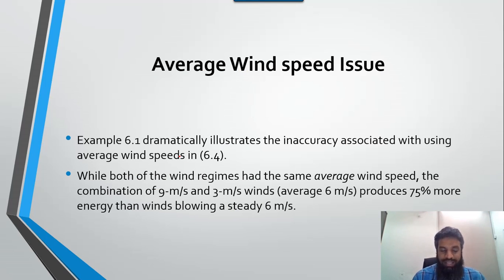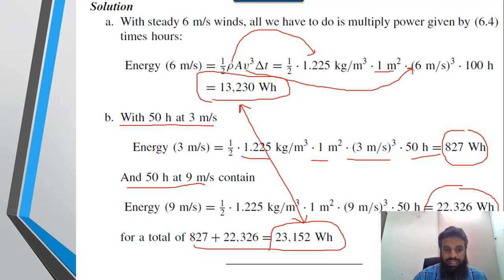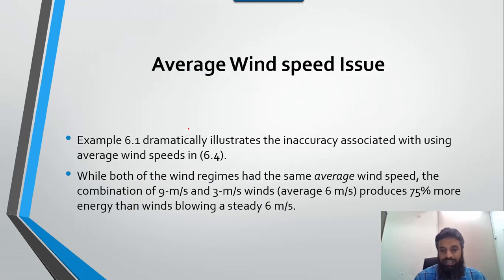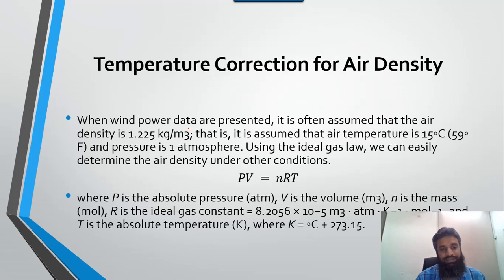So as you see that if we take the average of 3 and the 9, it is basically 6, but the average power result, or 6 meter per second result, is basically 75% less than the power which is produced individually. In 50 hours we have 9 meter per second, and other 50 hours it is 3 meter per second.